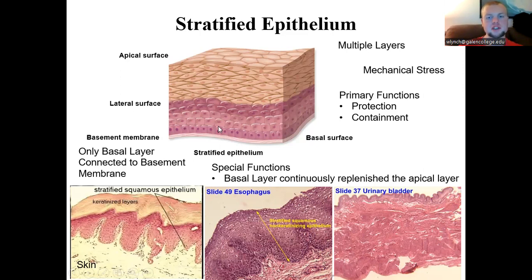So our specialized function here is that the basement layer or basal membrane is a stem cell of sorts. This is a keratinocyte. The keratinocyte stem cell is constantly reproducing more keratinocytes to replace the ones that are dying at the top.